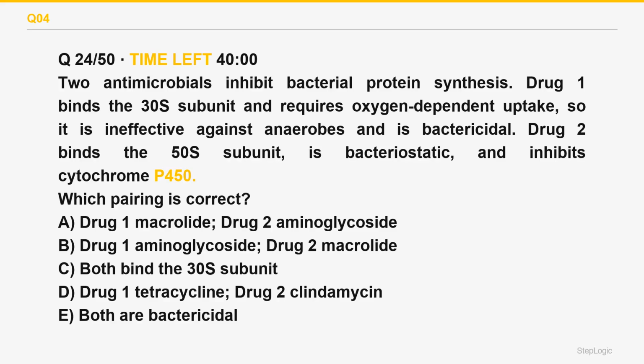Which pairing is correct? Two antimicrobials inhibit bacterial protein synthesis. Drug 1 binds the 30S subunit and requires oxygen-dependent uptake, so it is ineffective against anaerobes and is bactericidal. Drug 2 binds the 50S subunit, is bacteriostatic, and inhibits cytochrome P450. Read the command, which pairing is correct. Ribosomal subunit, bactericidal status, and oxygen dependence together identify each class.